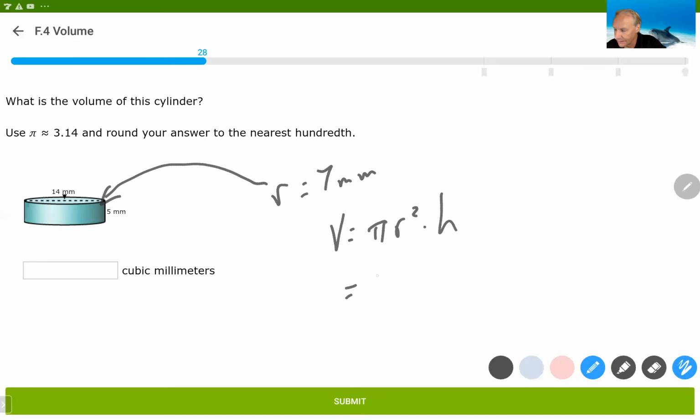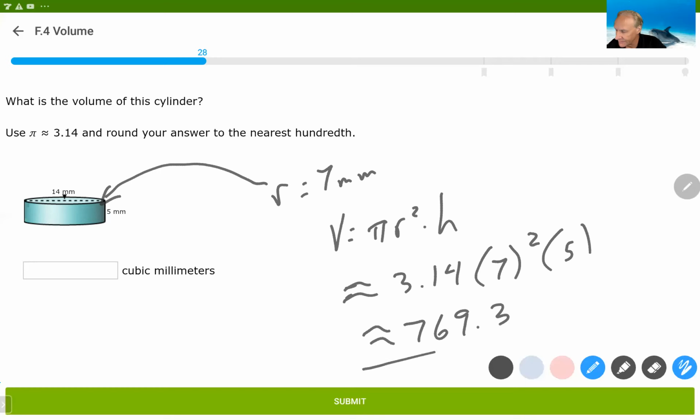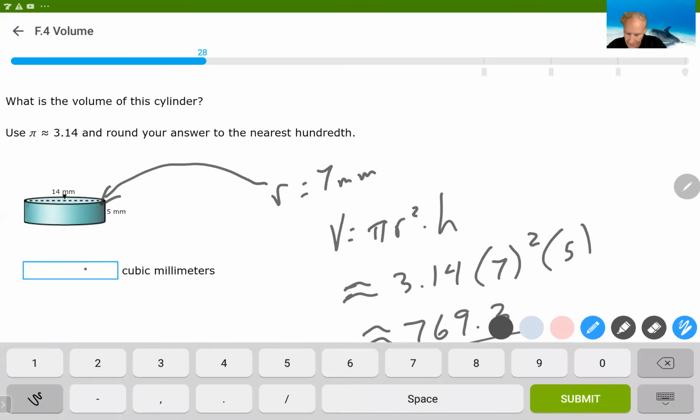In this case, approximately 3.14 times the radius squared times the height, which is 5. And nice to have my calculator available since I don't want to do it by hand. 769.3. Notice that I use the approximate there because the 3.14 is not what pi is. It's only an approximation. 769.3.